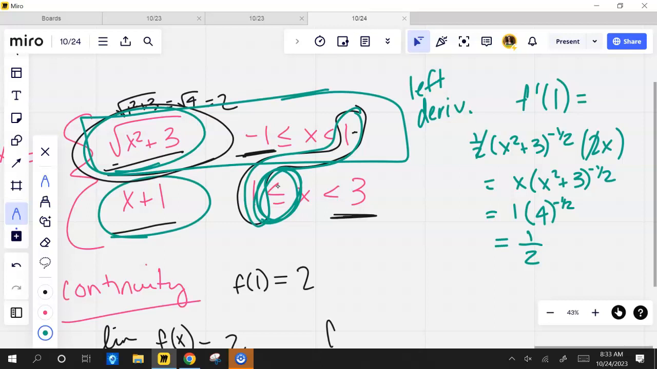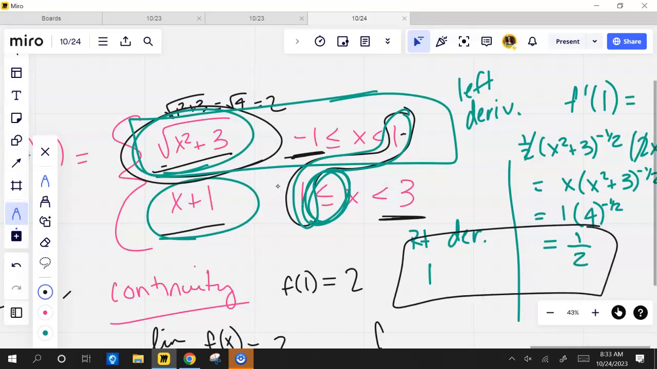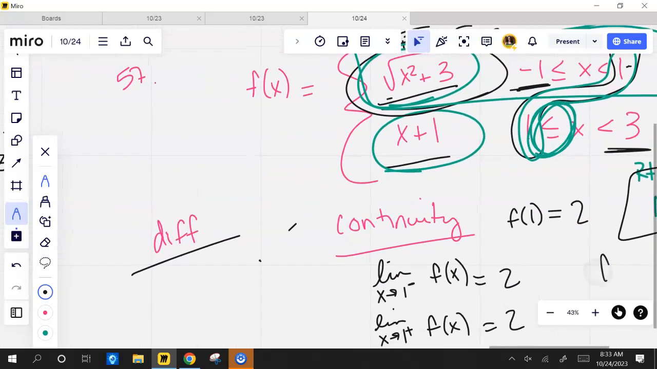Y'all okay there? Okay. Right-hand derivative, well, that one's a little bit easier. The right-hand derivative is just 1. It's always 1, it's constant. As I compare these two, they're not the same. So what does that tell me about this function? It's continuous on its domain, but it is not differentiable on its domain.